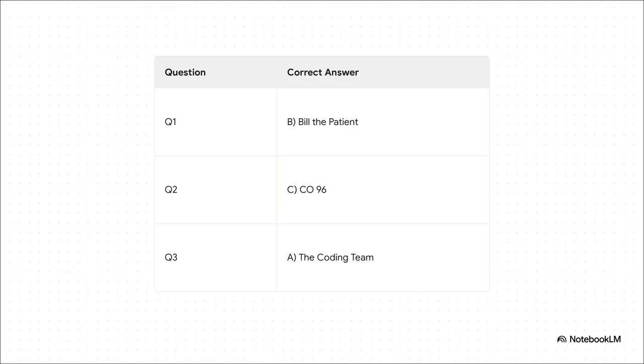Let's see how you did. For question 1, the correct answer is B, bill the patient. Since it's a PR code with no secondary insurance to fall back on, that balance becomes the patient's responsibility. For question 2, the answer is C, CO96. Remember, CO stands for contractual obligation. And for question 3, the answer is A. Always have your coding team verify the CPT and diagnosis codes before you waste precious time appealing a claim that might just have a simple data entry error.